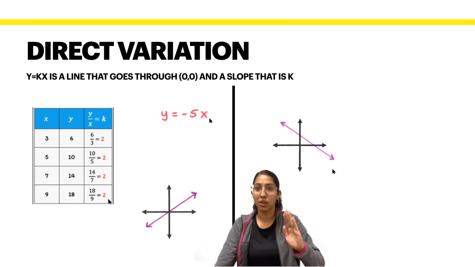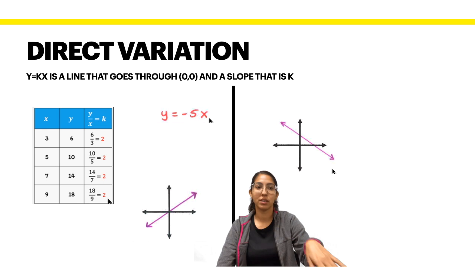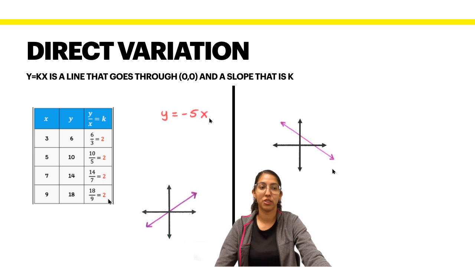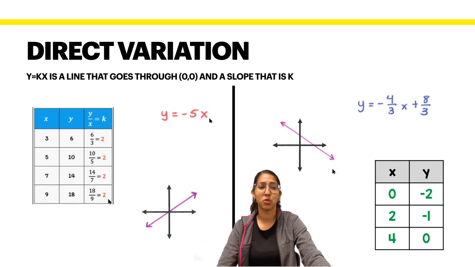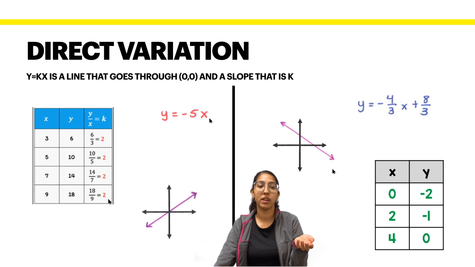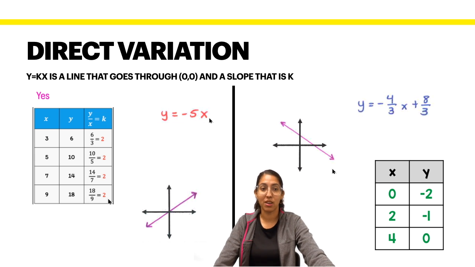A graph that does not go through the origin and is just anywhere else on that graph is not a direct variation. Any y equals equation, so anything with y equals mx plus b or a y-intercept, is not a direct variation. Any xy table, so if I did negative 2 over 0, that would be undefined. Negative 1 over 2 would be negative 1/2. 0 over 4 would be 0. So they don't give me the same number each time, so that would not be a direct variation. So yes, these are direct variations. No, these ones are not.